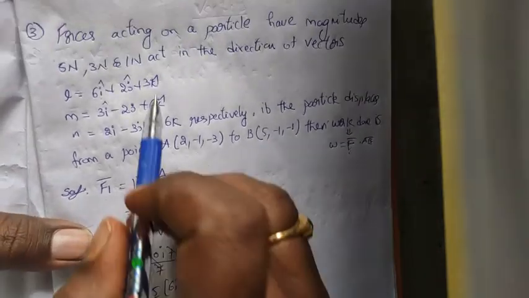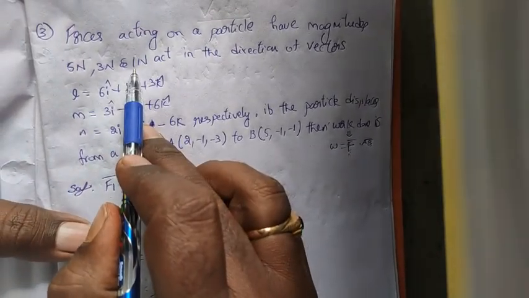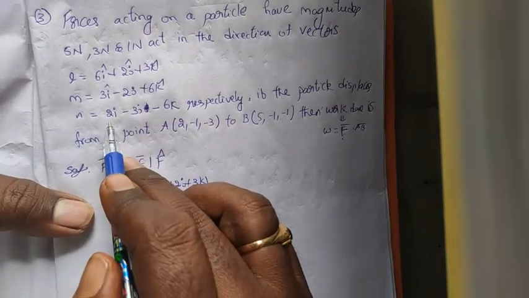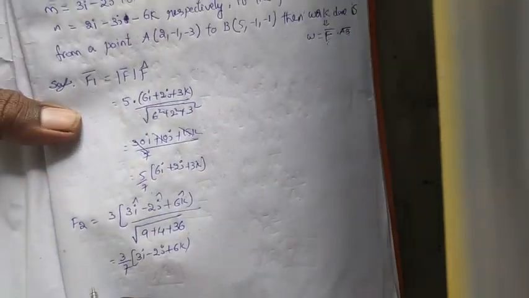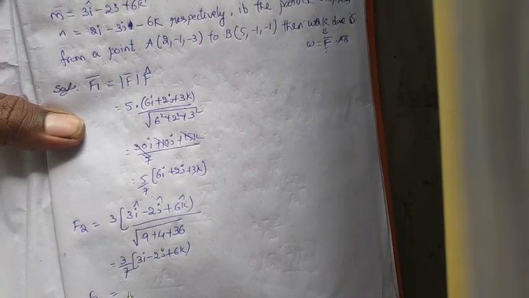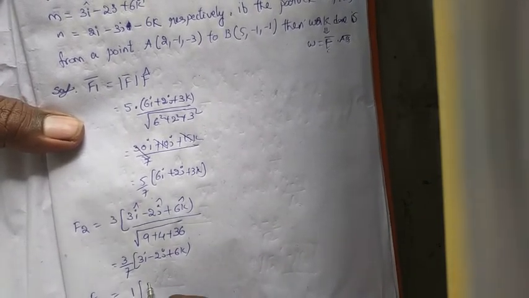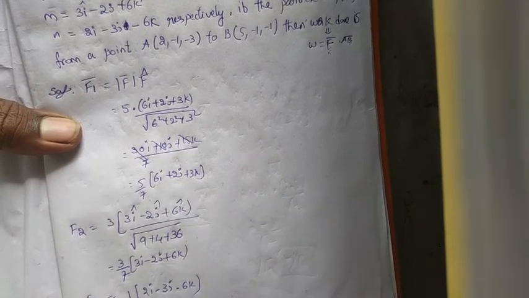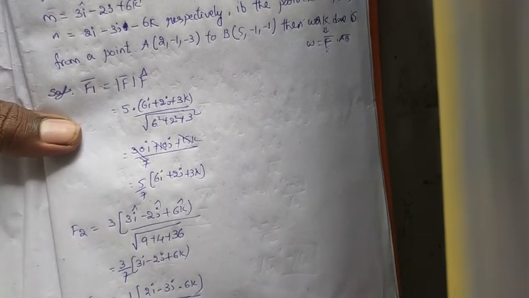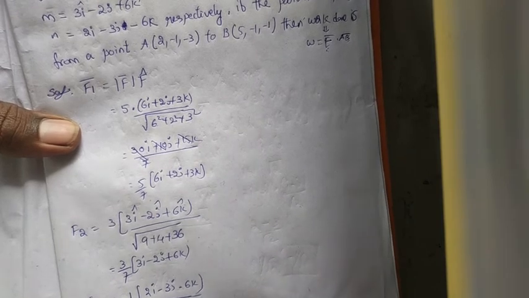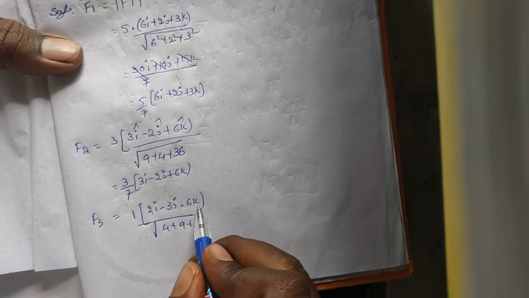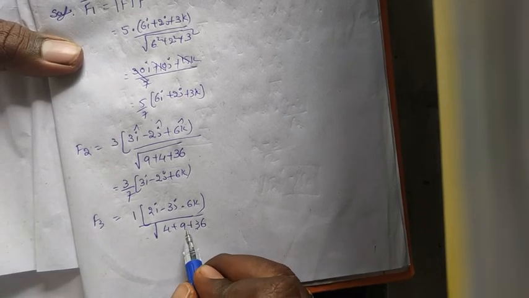And next go for F3. F3 is given as 1 Newton, and next we have to take n. That is F3 equal to 1 of what? 2i minus 3j minus 6k by root of 4 plus 9 plus 36.